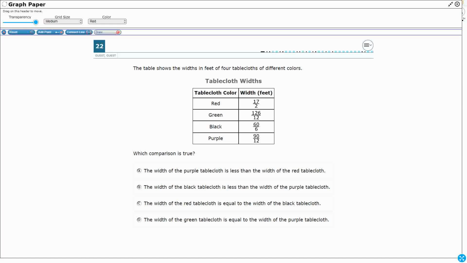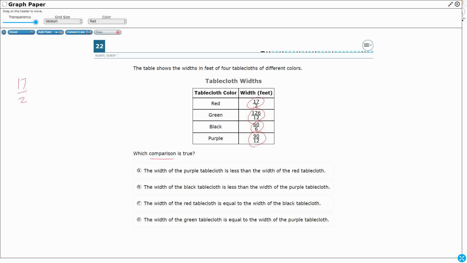All right, so we need to find some comparisons. We've got four fractions here of these tablecloths, but take a look. The fractions all have different denominators. Green and purple both have 12. So what we need here is to find common denominators. That's one way to do it. There's another way to do it. I'll show you afterwards. But let's just take a look at our denominators, right?